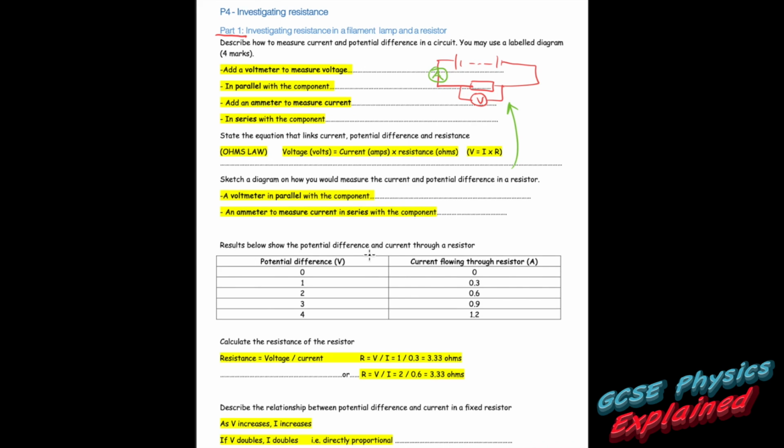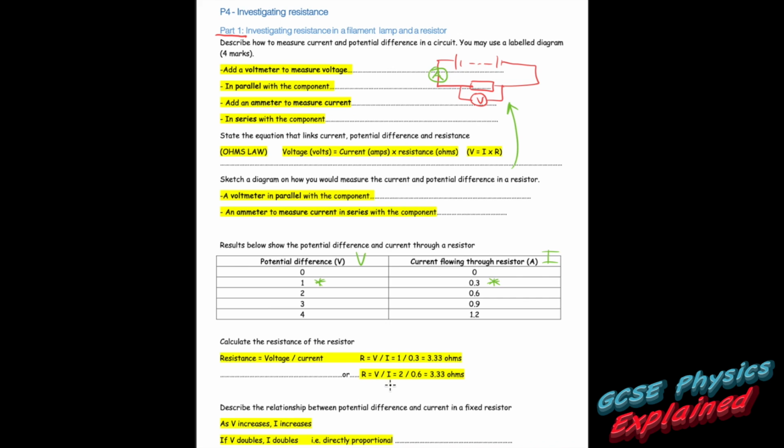Results below show the potential difference and current through a resistor. Calculate the resistance of the resistor. So remember, to get the resistance, you do voltage divided by the current. So pick any values you want from the table. So for example, to get the resistance, you could take V divided by I, when V is 1, and I, the current, remember this is current I, is 0.3. So 1 divided by 0.3 is 3.33 ohms.